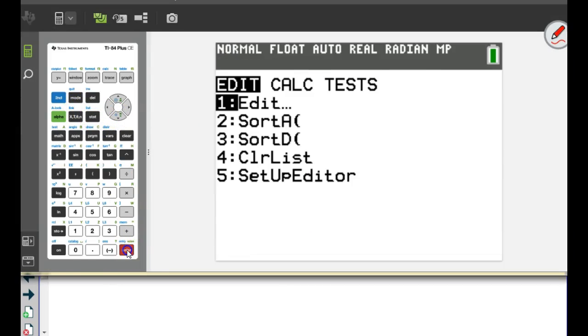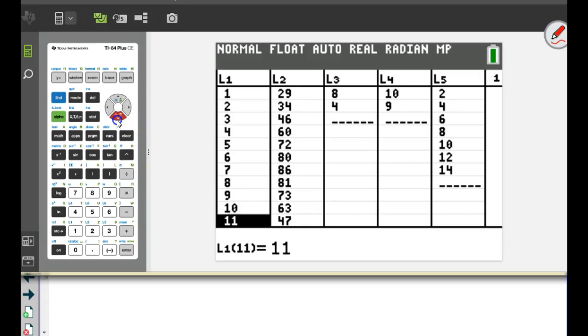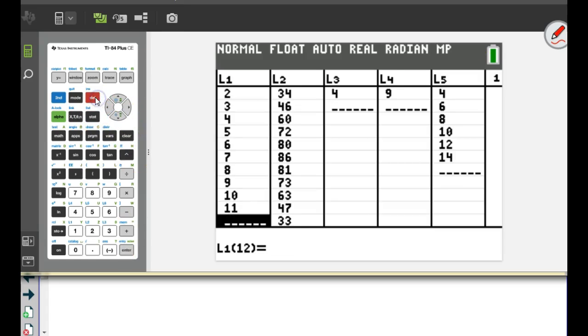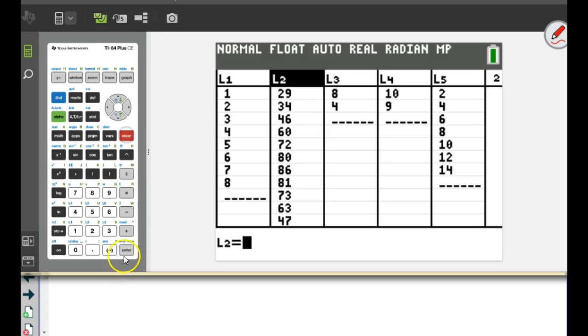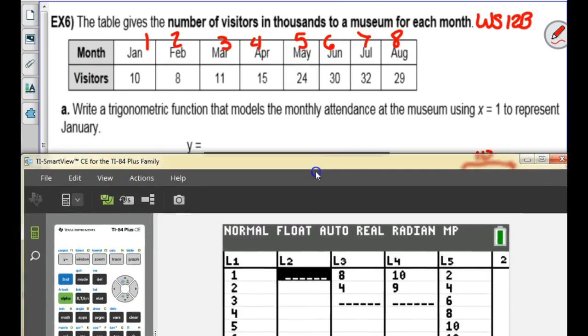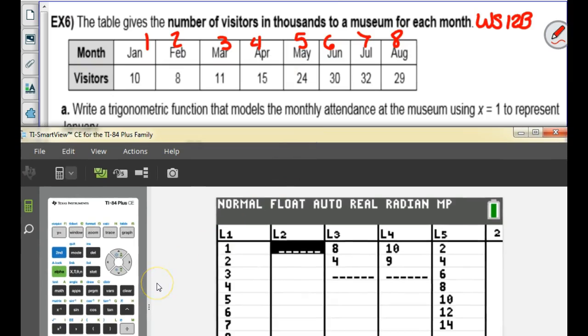Stat, enter, 1 through 10. I'm going to just delete some stuff down here at the bottom. No, we only have through 8, right? Yeah. We're looking for 10 eventually. Okay, in list 2, I'm actually going to clear out. And then I'm going to attempt to put these numbers in. 10, 8, 11, 15, 24, 30, 32, and 29.